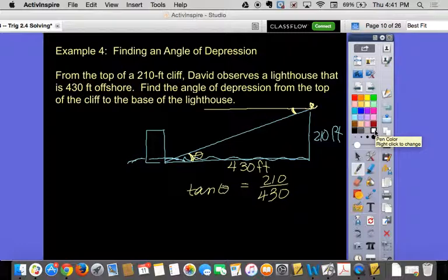So grab your calculator. You're going to hit your blue button, your second button, tangent, and then type your fraction, 210 divided by 430. And I get my angle to be 26 and change. So we're going to round it to 26 degrees. There you go. Y'all just practice some. Let me know if you need a little extra help.